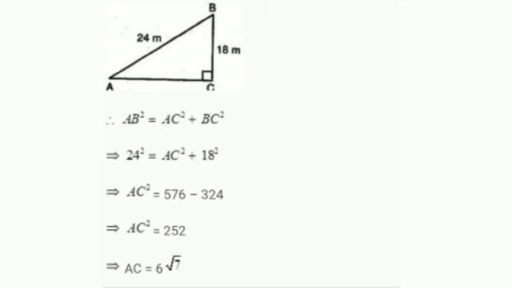So as you can see in the figure, A is the point where the wire is attached on the ground. So by using Pythagoras in the triangle ABC, we will get the value of AC square as AB square minus CB square. Substituting the values, we will get AC square as 252, which gives AC as 6 root 7. Hence the distance of the point where the wire is attached on the ground is 6 root 7.